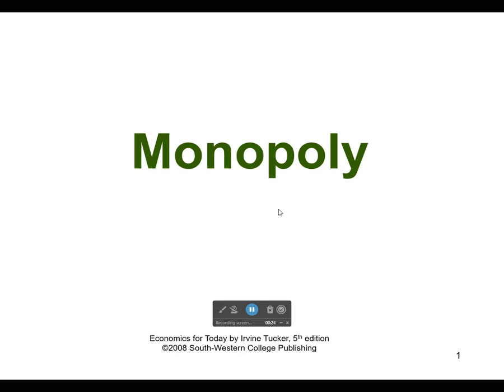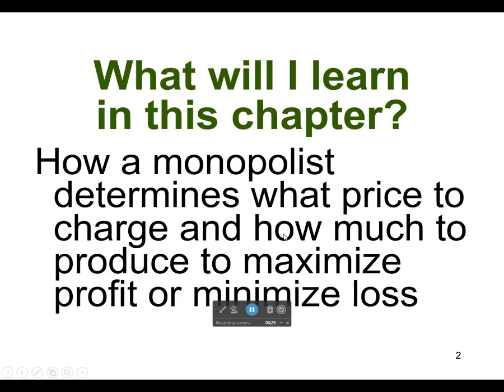Okay, let's get started. Today we're talking about monopoly, and that's a market structure. We will learn how a monopolist determines what price to charge for their output and how much output to produce, in order to maximize profit or minimize loss. Remember, all businesses in the neoclassical paradigm are assumed to be profit maximizers, and they will all produce to the point where marginal revenue equals marginal cost. Do not ever forget that.